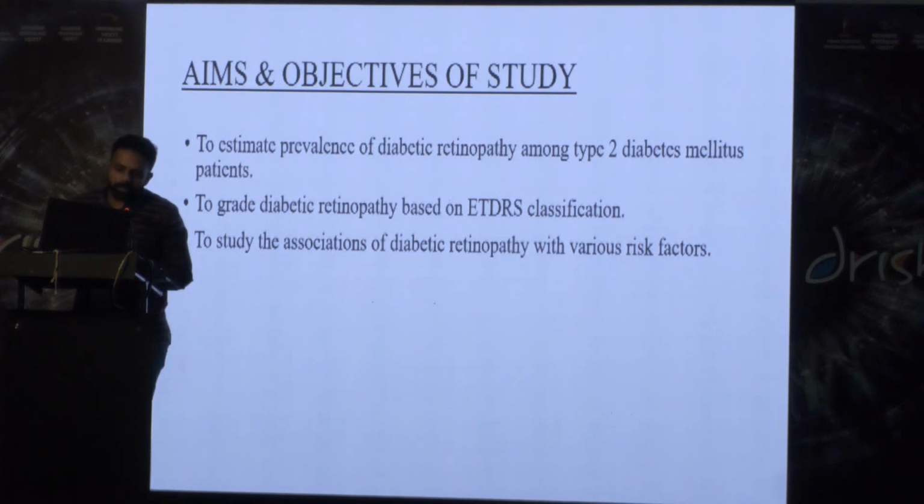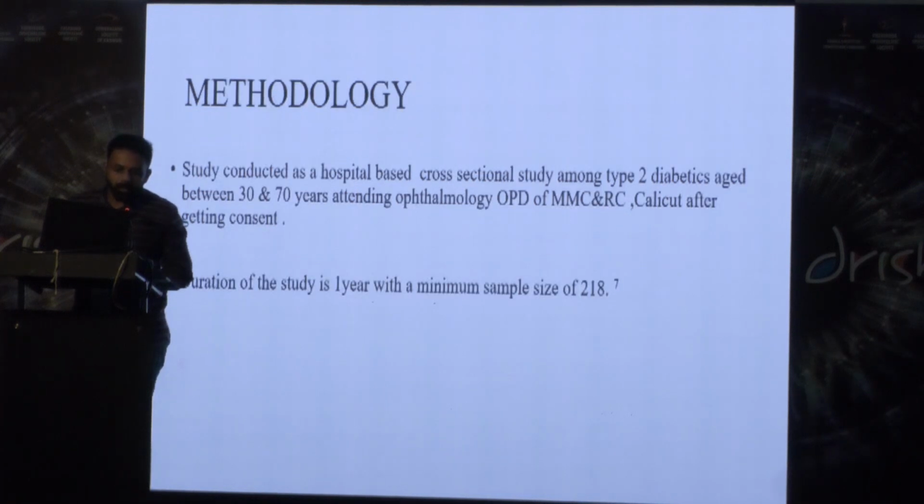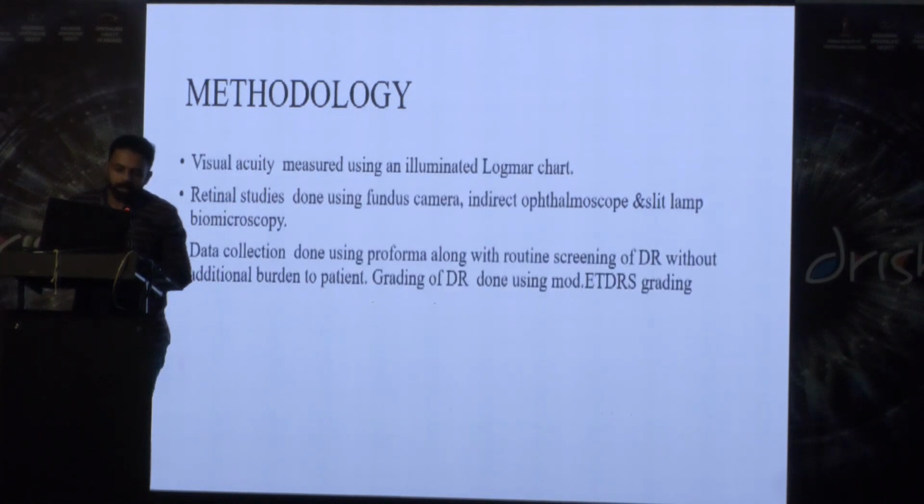Aims and objectives of the study: to estimate the prevalence of diabetic retinopathy among type 2 diabetes mellitus patients, to grade diabetic retinopathy based on ETDRS classification, and to study the associations of diabetic retinopathy with various risk factors. Methodology: the study was conducted as a hospital-based cross-sectional study among type 2 diabetics aged between 30 and 70 years attending the ophthalmology OPD of MMCRC, Calicut. After getting consent, the duration was 1 year with a minimal sample size of 218.